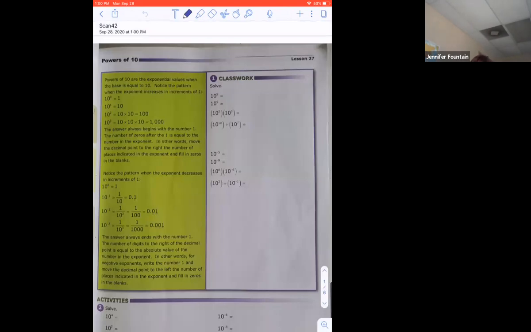Okay, so we're going to be starting on page 59, and this is lesson 27, dealing with powers of 10. It says powers of 10 are the exponential values when the base is equal to 10. We've talked about exponents before, how they are those little numbers up in the top corner of our number. The base is the big number, and the exponent is the little number.